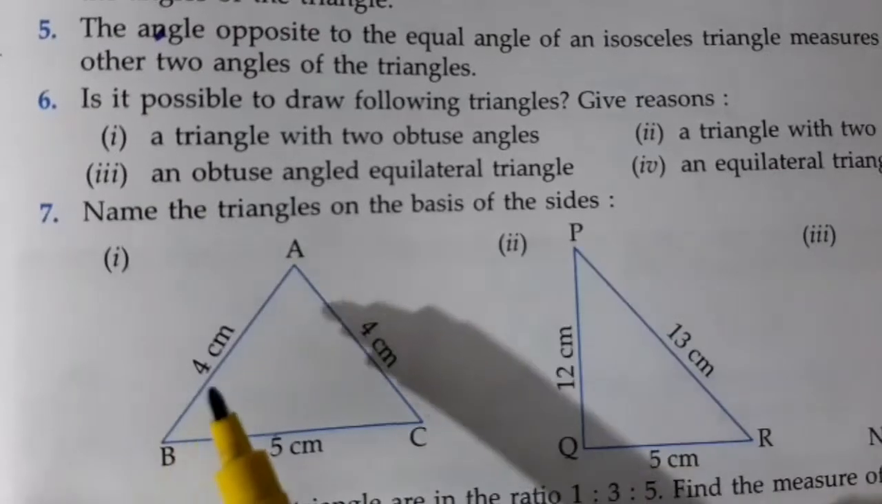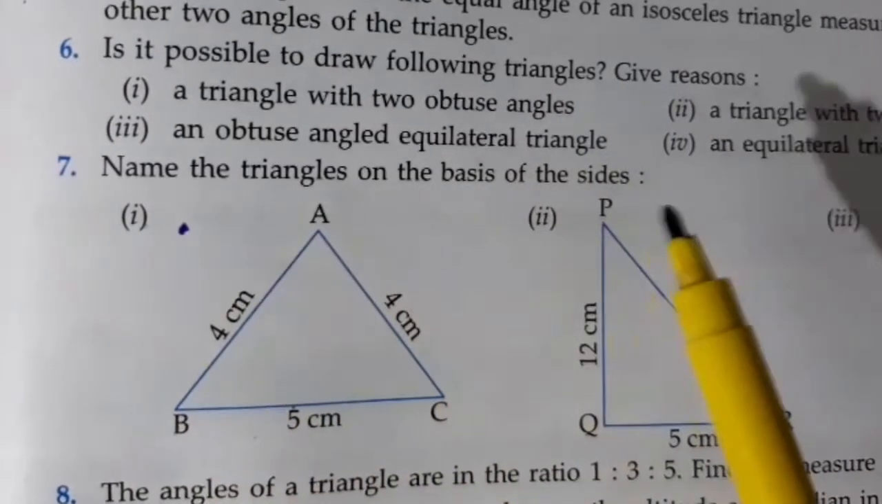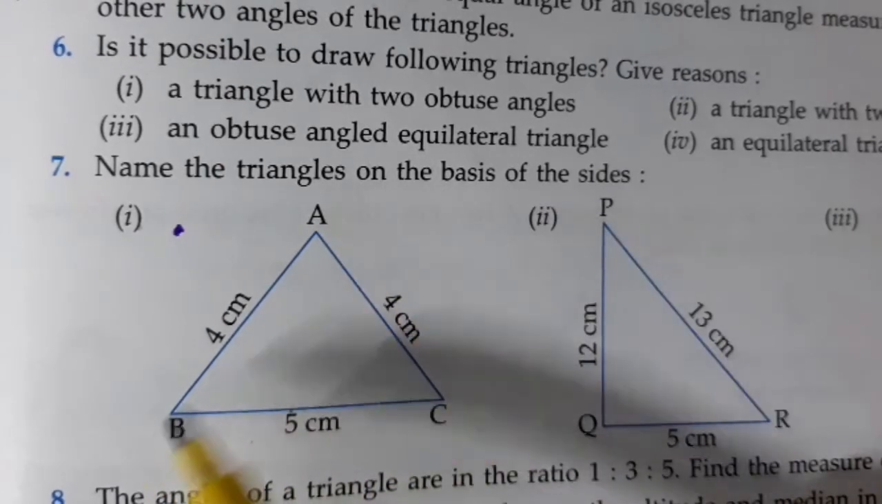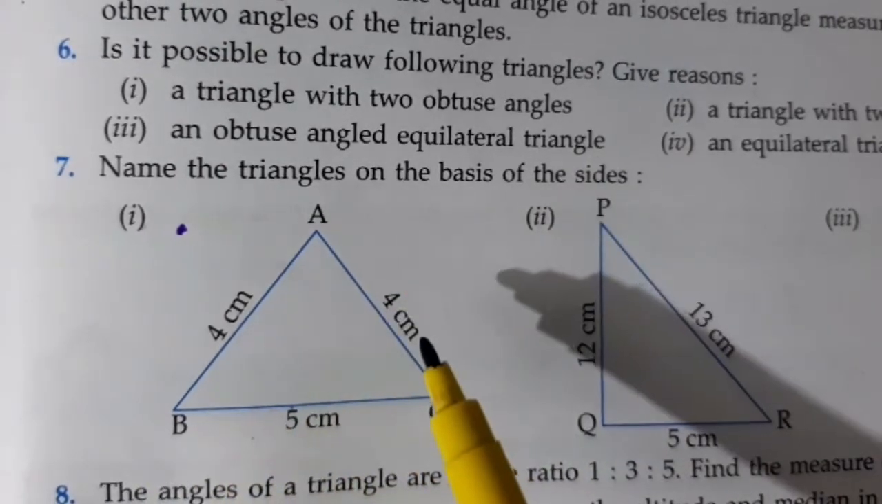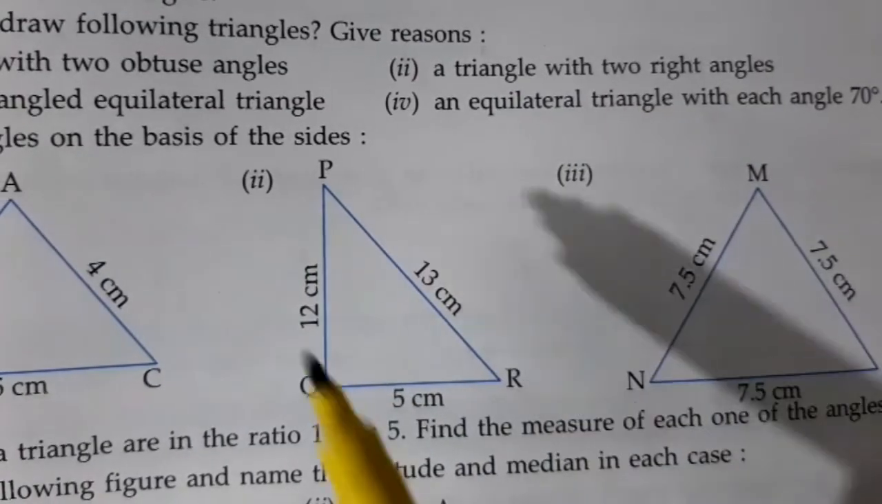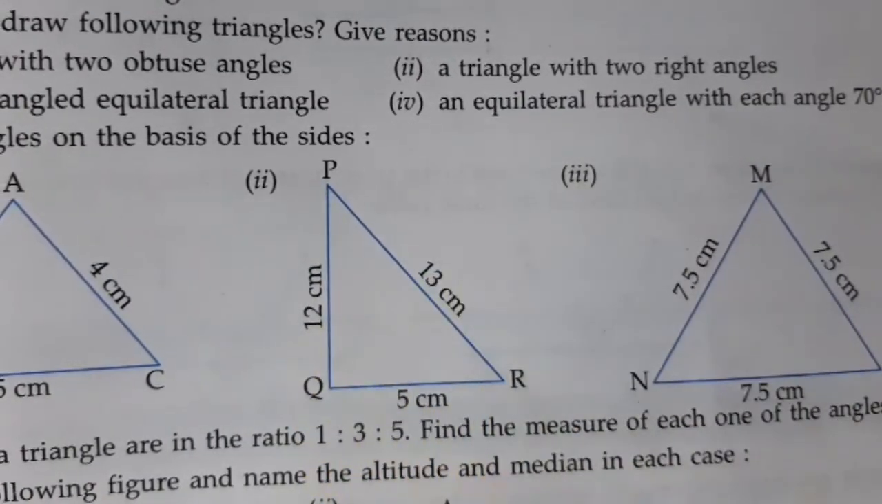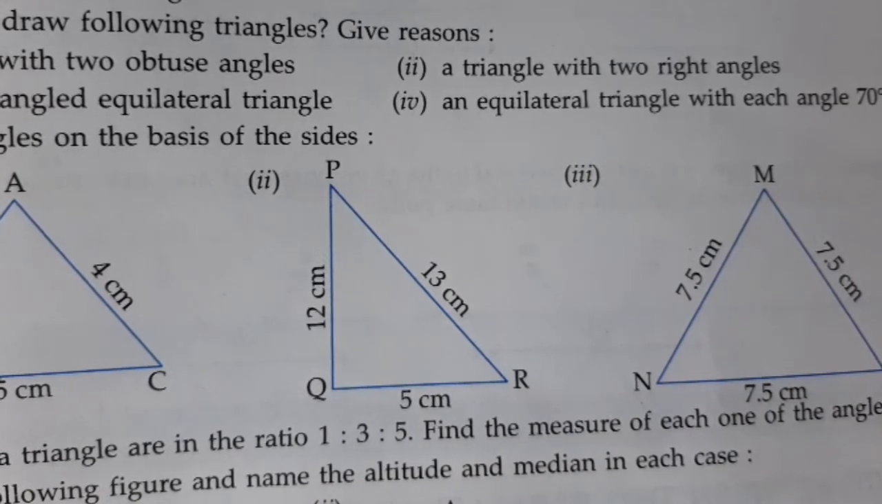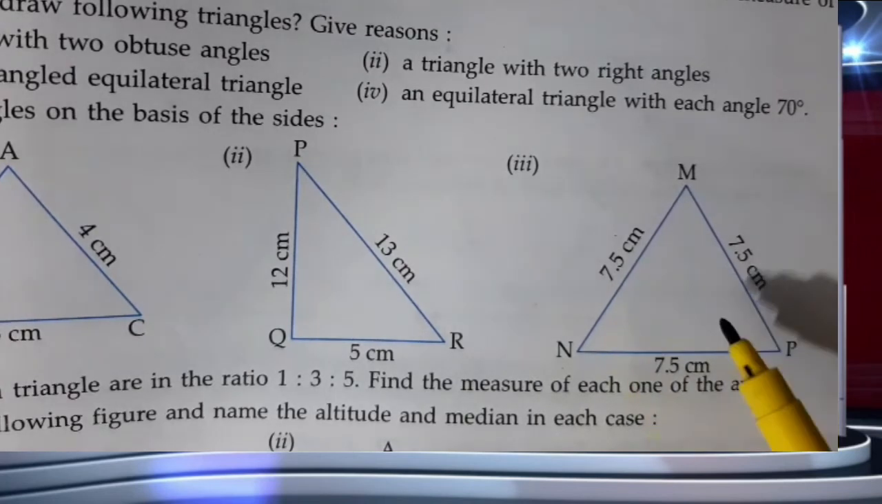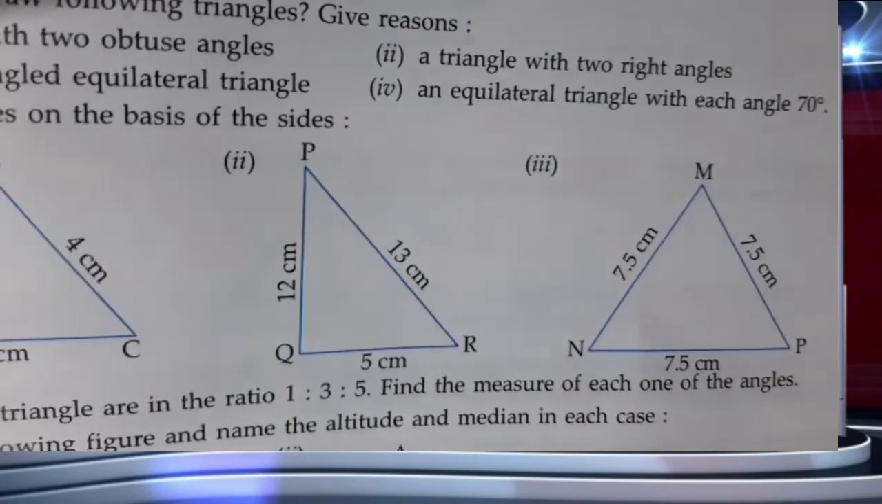Now come to question number 7. Name the triangle on the basis of sides. Here the two sides are equal. You can see this AB and AC, 4 centimeter, 4 centimeter. So it is an isosceles triangle. B part, none of the sides are equal. So it is a scalene triangle. Now the third part, here all the three sides are equal. So it is an equilateral triangle.